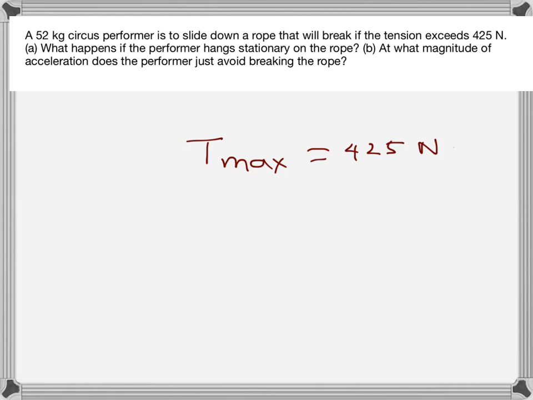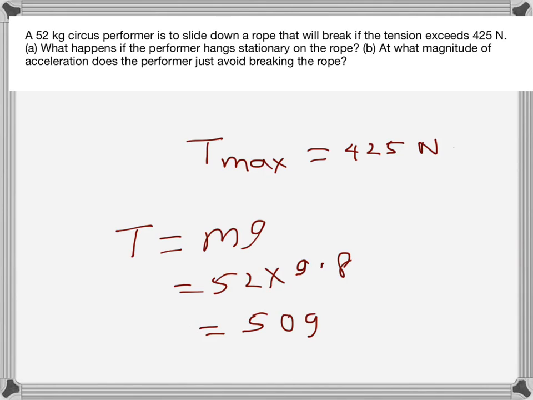When the performer is hanging stationary on the rope, the tension T is equal to mg, that is 52 times 9.8, where 52 is the mass of the performer. That is 509.6 Newton. This is bigger than T max. So what happens is the rope will break. The performer cannot just hang on the rope.